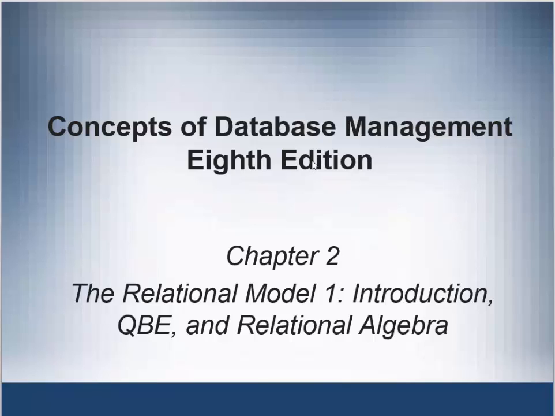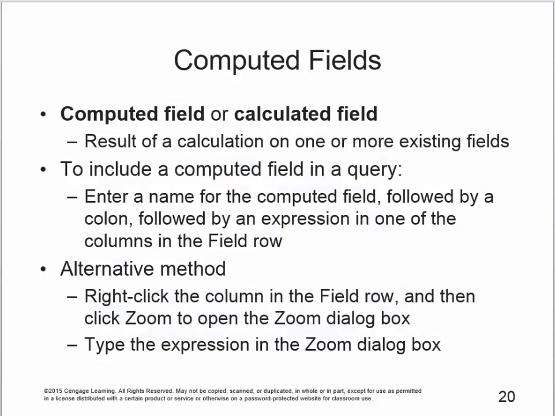Continuing with our discussion of creating queries using QBE, there might be times when you need to include calculated fields that are not in the database in queries. A computed field or a calculated field is a field that is the result of a calculation using one or more existing fields. To include a computed field in a query, you'll need to enter a name for the computed field, followed by a colon, followed by an expression in one of the columns in the field row.